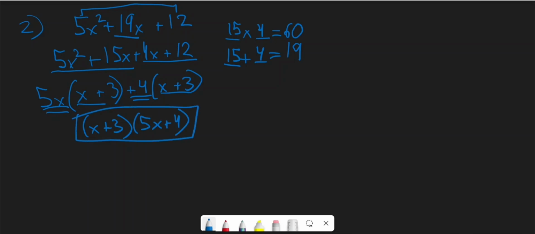Okay, that's number 2. Number 3. And these just take more and more practice. As you do more and more of these, you'll get better at the process. All right, so 5x squared minus 18x plus 9.